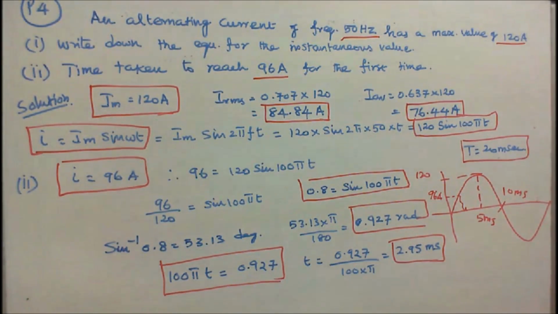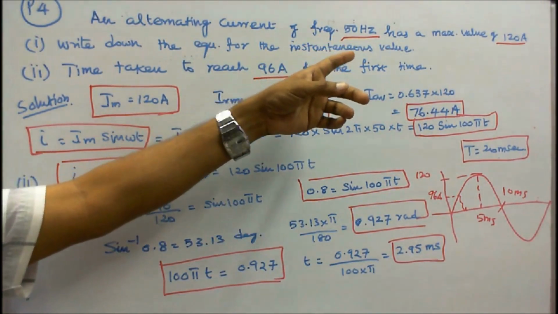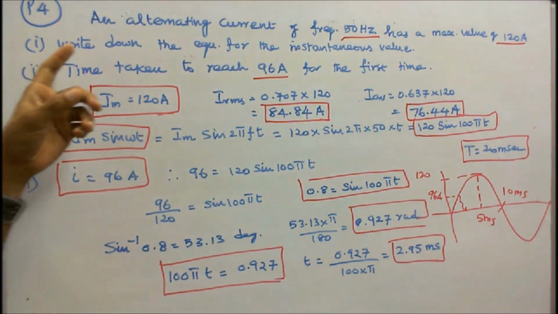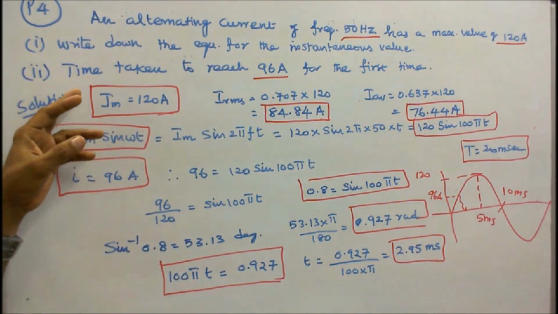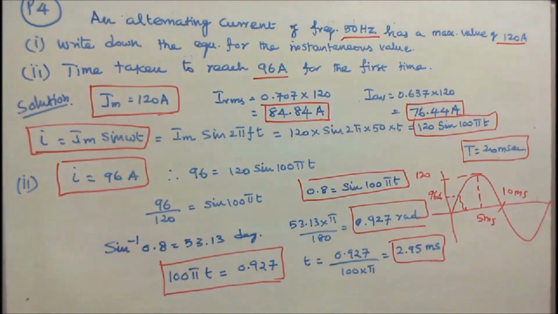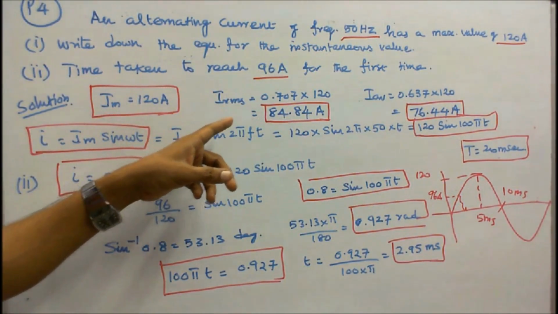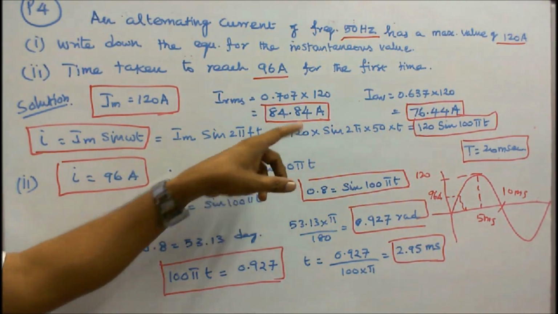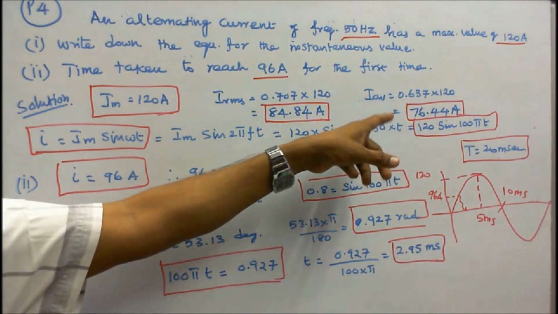Problem number 4. An alternating current of frequency 50 Hz has a maximum value of 120 amps. The question is, number 1, write down the equation for the instantaneous value. Number 2, time taken to reach 96 amps for the first time. Here the maximum value is given, 120. We can find I RMS. I RMS is equal to 0.707 into 120, that is equal to 84.84 amps. I average is equal to 0.637 into 120, that is equal to 76.44 amps.